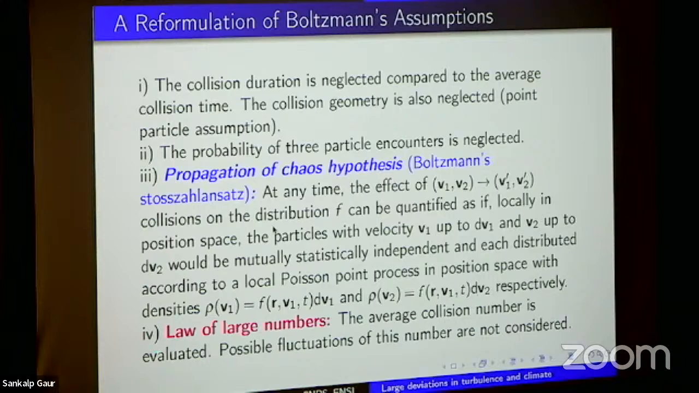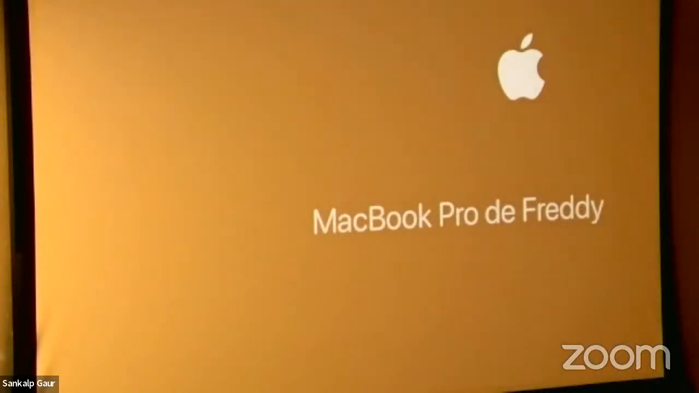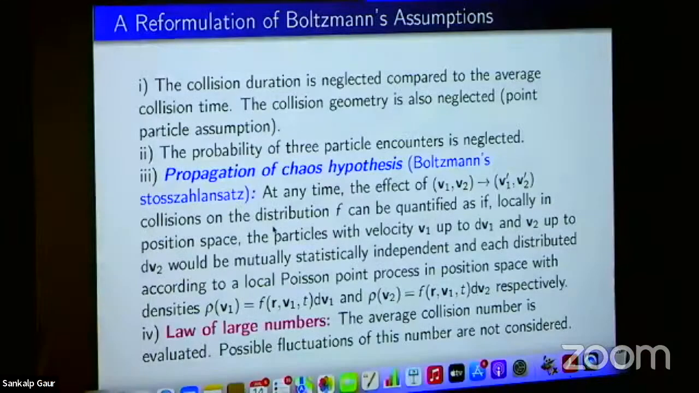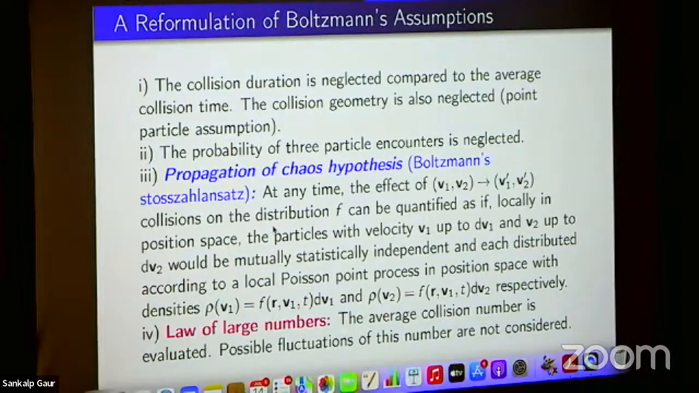And then there is a last assumption, which is never made explicit in the textbooks, but which is very important for the discussion today: we will compute just the average effect of the collisions. And so this is something like a law of large numbers. We are computing just the average effect of all these collisions. We neglect the possible fluctuations of the number of collisions.